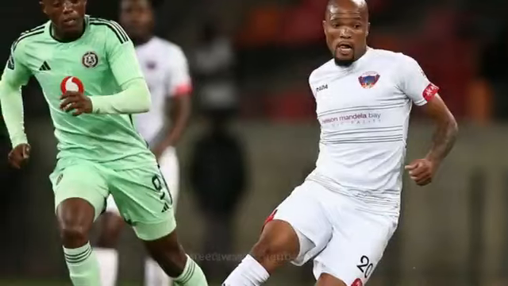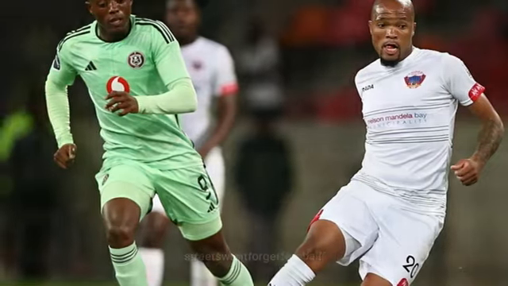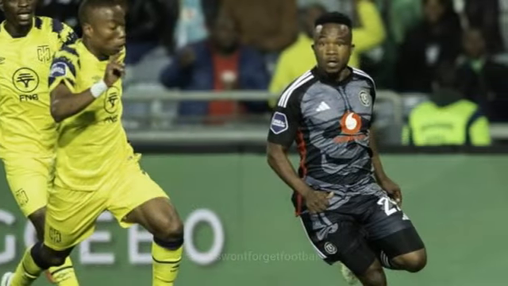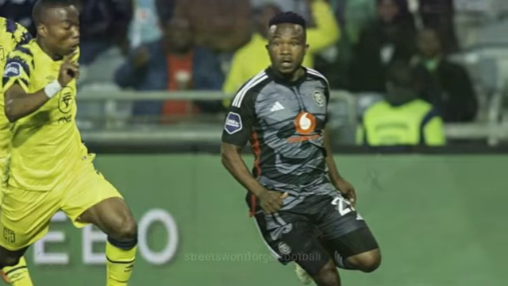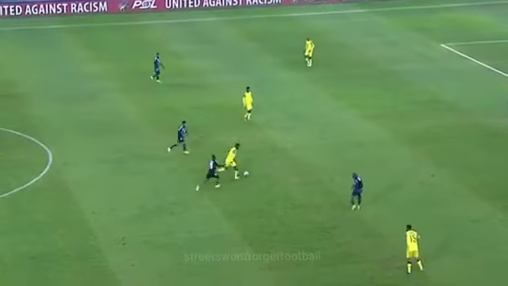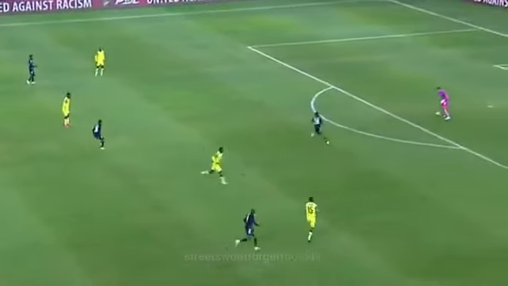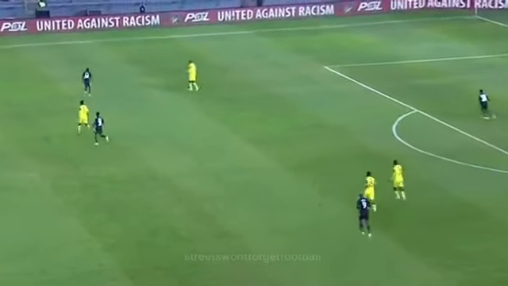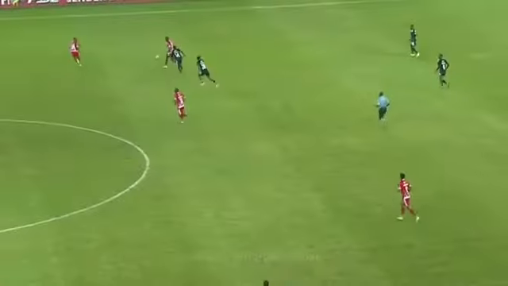When Pirates are not counter-pressing, they are high-pressing. The point of this is to have the opposition as far away as possible from their goal such that they are less of a threat to Pirates. And also Pirates use this method to create high turnovers which could potentially lead to goals.